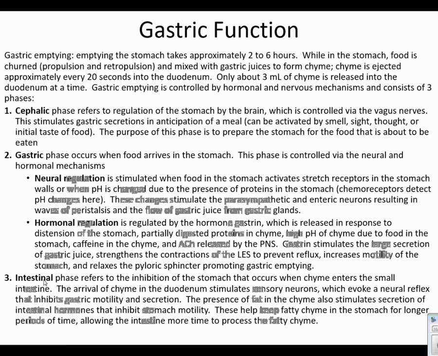Intestinal phase refers to inhibition of the stomach occurring when chyme enters the small intestine. Arrival of chyme in the duodenum stimulates the sensory neurons found in the small intestine that evoke a neural reflex that inhibits gastric motility and secretion. The presence of fat in our chyme also stimulates the secretion of intestinal hormones, inhibiting stomach motility. These help keep fatty chyme in the stomach for longer periods of time, allowing the intestine more time to process that fatty chyme.